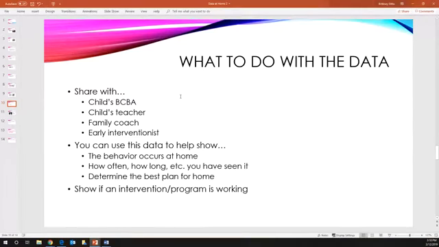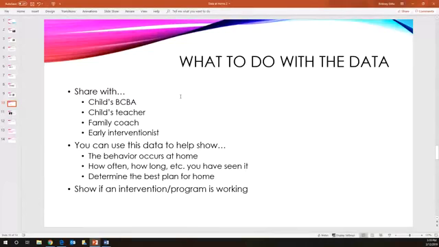What does this data show? Again, it shows that the behavior is occurring at home, how long, how often, and you know that you're not crazy. It really does happen, because I know there are times that you go into your therapist and say, hey, I see this, and they look at you like, well, we don't see that. So if you take data, that'll help back you up to show that yes, the behavior is occurring, and they can help you develop a plan.